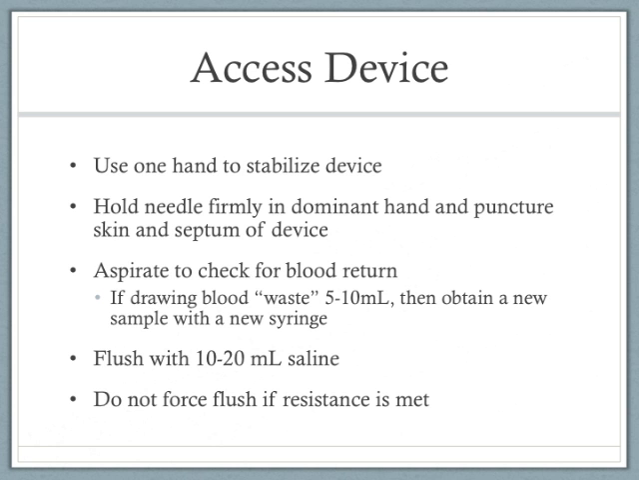You're going to unclamp the tubing, use the flushed syringe to draw back blood and see if you get blood return. If you're going to be drawing blood to put into blood tubes, you want to make sure to waste at least 5 to 10 milliliters of fluid and then obtain a new sample with a new syringe. After you've drawn off and you've gotten blood and you've taken that syringe off, you're going to take saline flush and flush the device with 10 to 20 milliliters of saline. Never force flush if resistance is met.